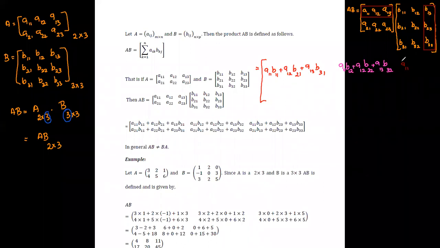A11, the first element, with the first element B13 plus A12 with B23 plus here it is A13 with B33. Therefore, this is how we are getting the first row, third column element.